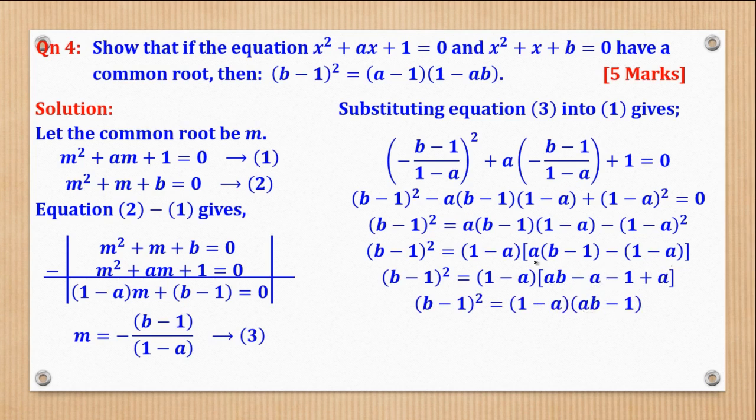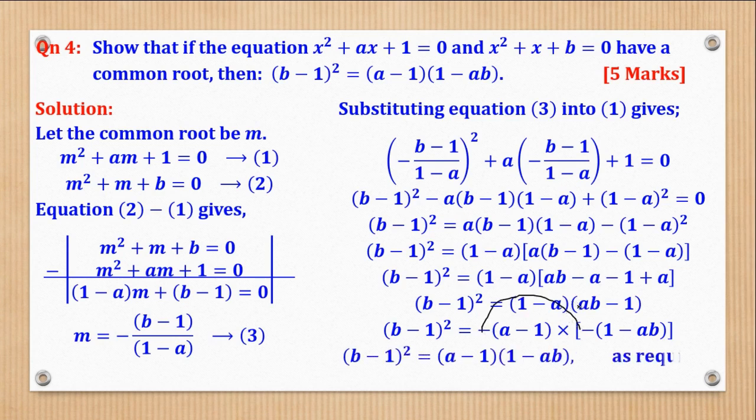But in our proof, we have a minus 1 and 1 minus b. So what should we do? We are going to factorize out negative 1 in both. So here, factorize out negative 1, it becomes this. Then for this one, factorize out negative 1, it becomes that. And the negative times the negative will give you a positive. So in the end, we will come up with what they want.